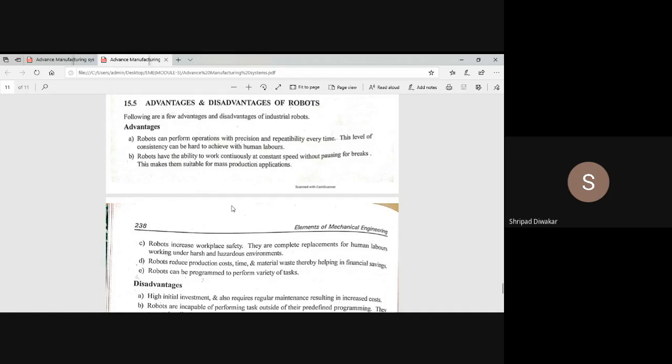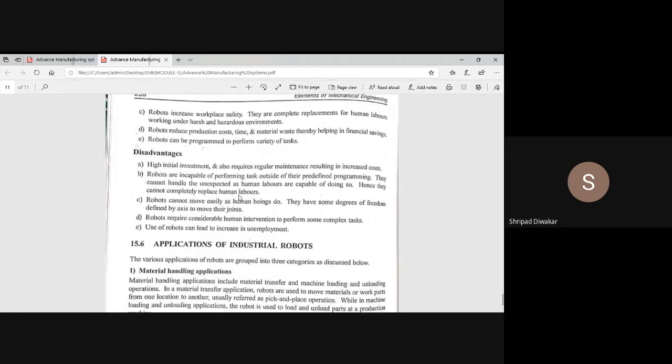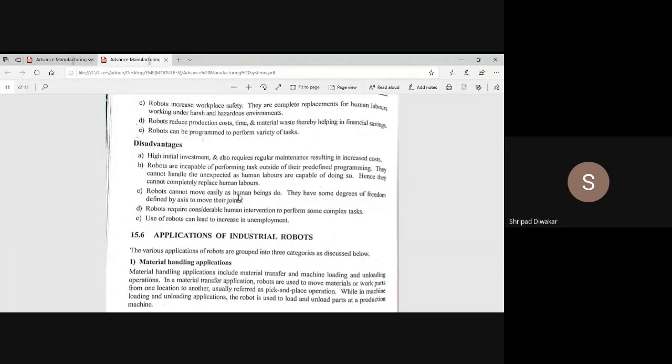Hence robots are most suitable for mass production applications, that is bulk production applications. And robots can increase workplace safety. In case of dangerous places, it is very difficult for the operator to perform the activities, so robots play an important role. Robots can increase workplace safety.